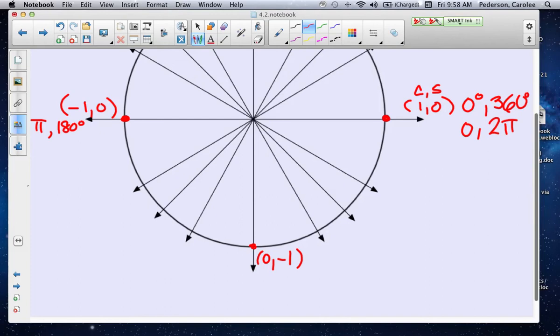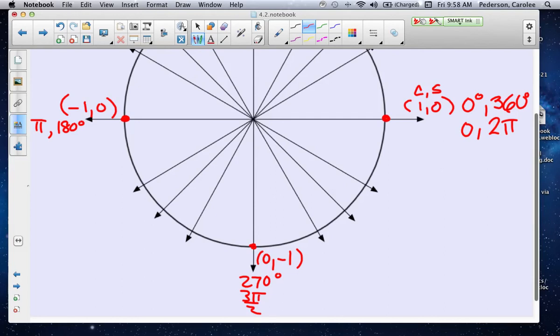What's that angle in degrees? 270. 90, 90, 90, 270 degrees. Pi over 2, 2 pi over 2, 3 pi over 2 is the radian measure. And now we're back up to 1 revolution of 360 or 2 pi.